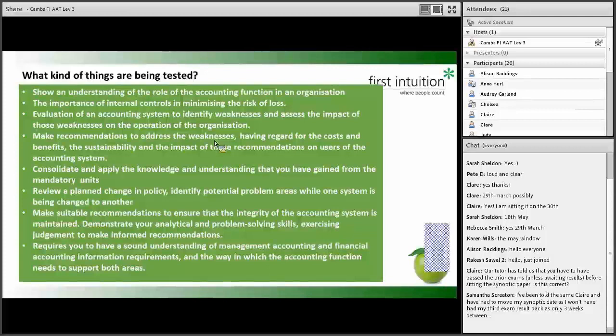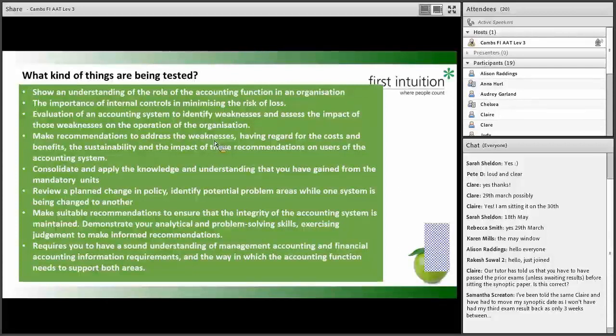So how do our internal controls protect our organisation to make sure that there isn't fraud and error, and that goods or cash isn't being taken or lost from the organisation. An evaluation of an accounting system to identify weaknesses and how those weaknesses impact on the organisation. So where do we have weaknesses? Where are we not efficient? Where is there the potential for fraud? Where is there a lack of internal control? What could that mean for the organisation? What are the risks that the organisation are facing?